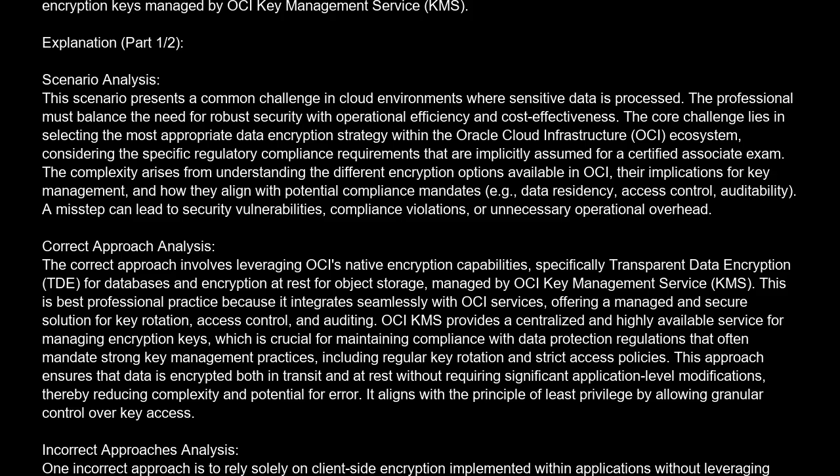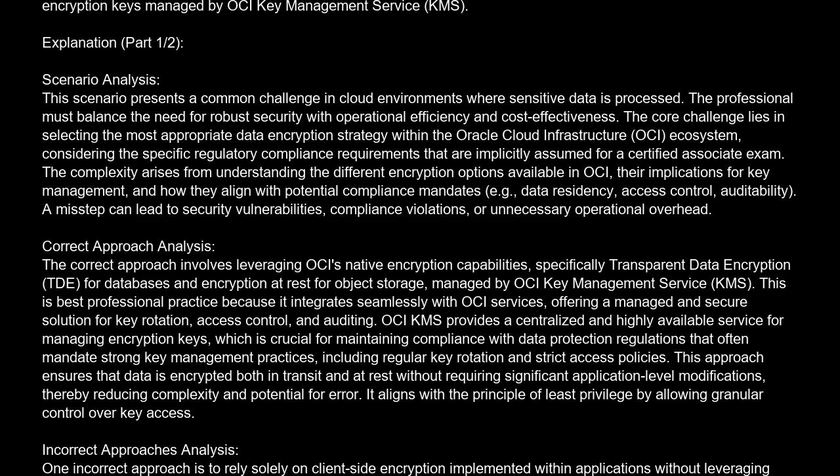The complexity arises from understanding the different encryption options available in OCI, their implications for key management, and how they align with potential compliance mandates, e.g., data residency, access control, auditability. A misstep can lead to security vulnerabilities, compliance violations, or unnecessary operational overhead.